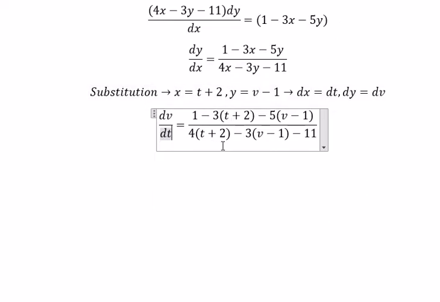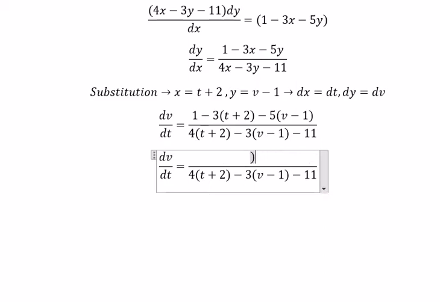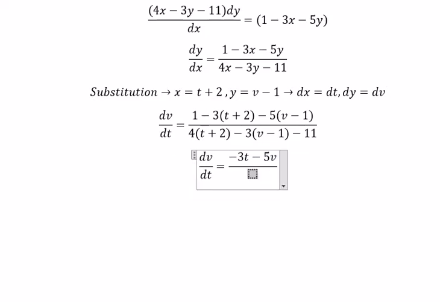So we simplify this one on the right, and you will get negative 3t, negative 5v. We have 4t minus 3v. Next, we need to use substitution again.